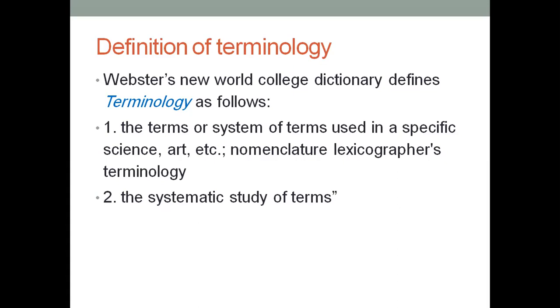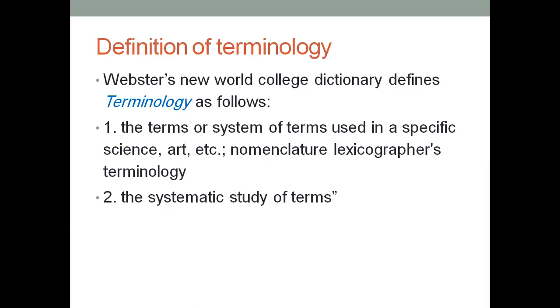These terms should be related to one specific science, to a particular specific science. The collection of these terms that are related to one scientific study or to one branch of science is called terminology. So we have biological terminology, medical terminology, English terminology, Arabic terminology, literary terminology.